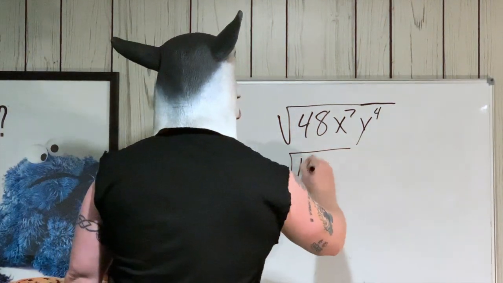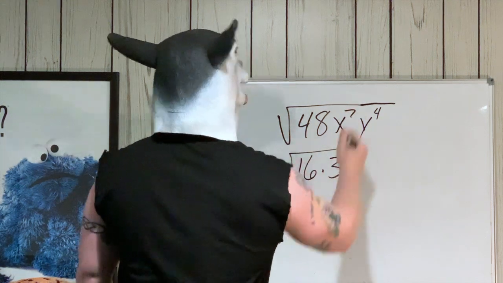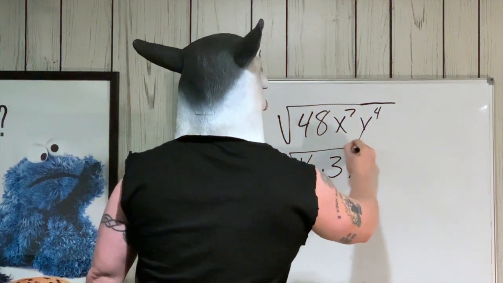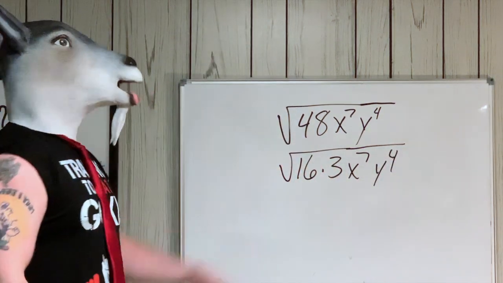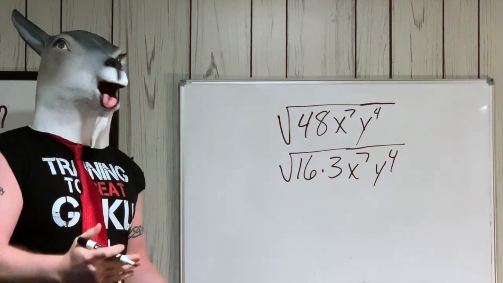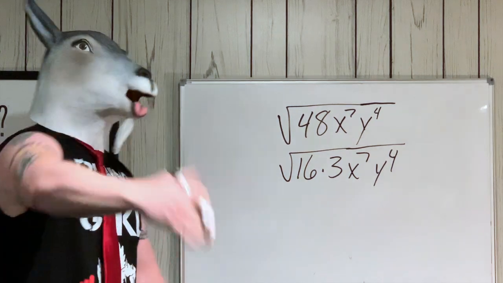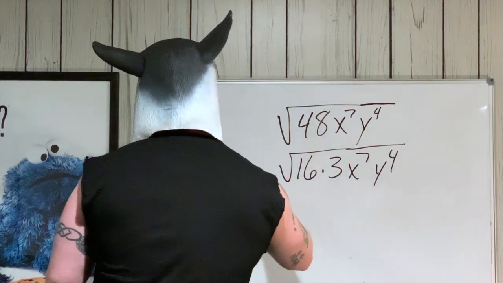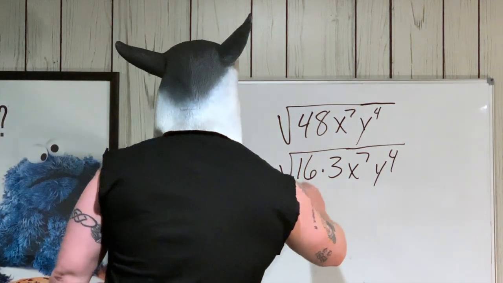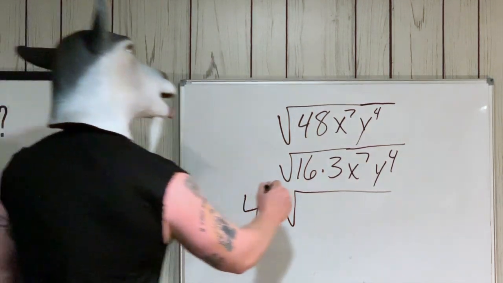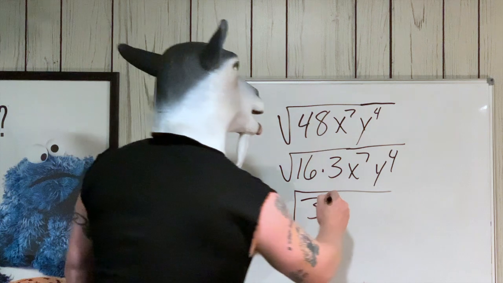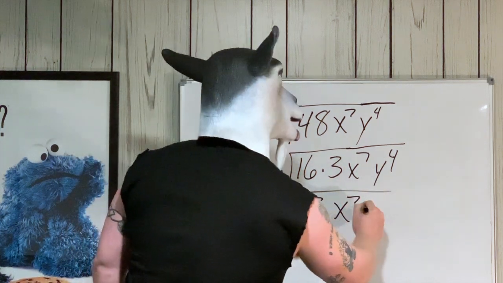We're going to use 16 times 3, and then we're going to keep our letters, x to the 7, y to the 4. Then all we got to do is pull out that 16. We know the square root of 16 is 4, so we're pulling it out. Now we leave a little space there, and we got the square root of 3, x to the 7, y to the 4.